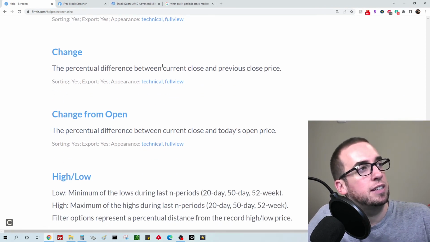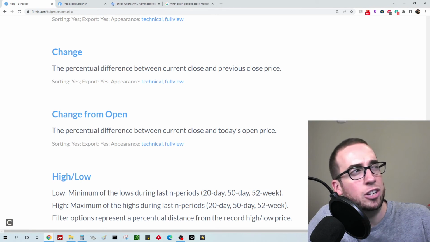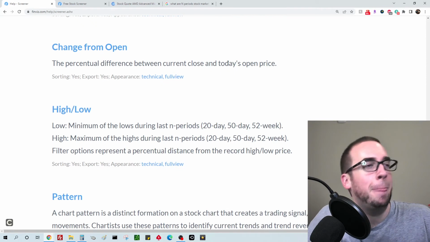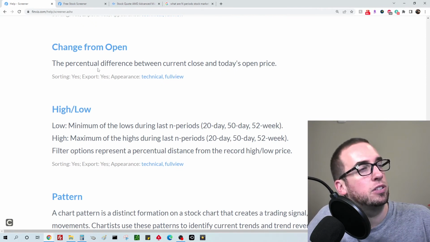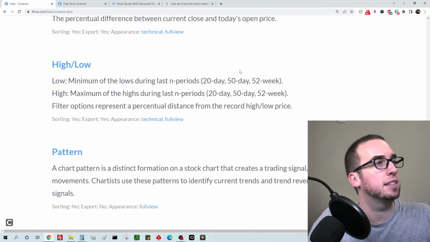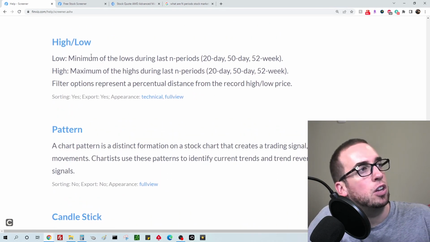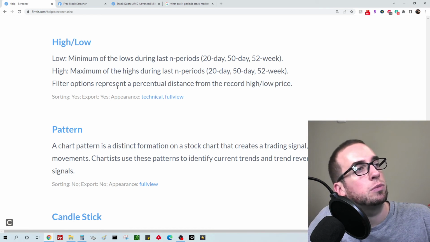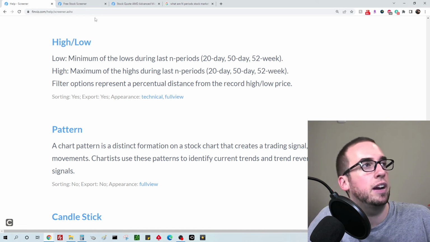Change represents the percentual difference between current close and previous close price. Change from open is the percentual difference between current close and today's open price. High low, low is the minimum of lows during the last n periods, and the high is the maximum number of highs during last n periods. Filter options represents a percentual distance from the record high or low price.